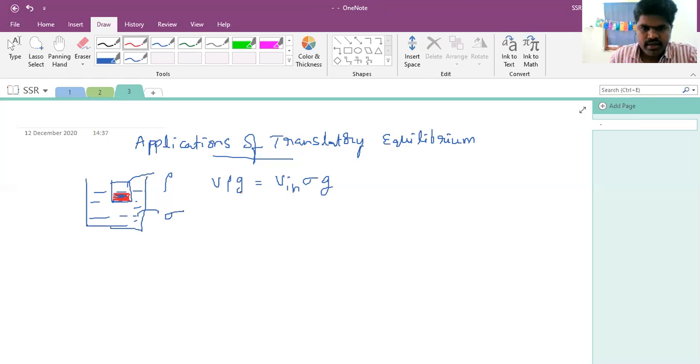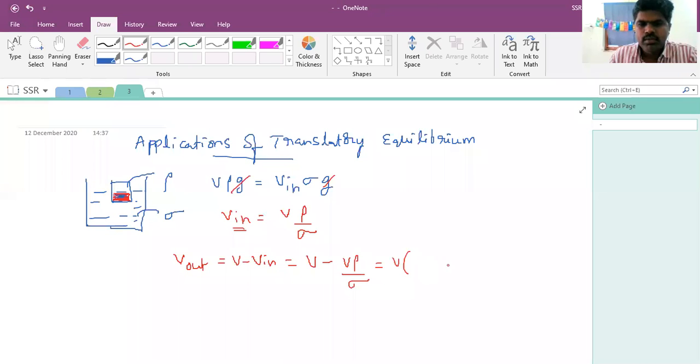Then from this we can calculate, g cancels, V in is equal to V into rho by sigma. This is the amount of volume inside the liquid. Then the amount of volume outside the liquid, how to calculate? V out is equal to total volume minus V inside, that is V minus V rho by sigma, that is V times (1 minus rho by sigma). So this is the volume of the body which is outside the liquid while it is floating.